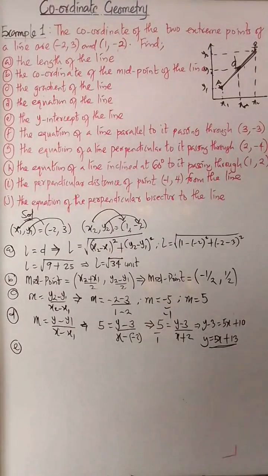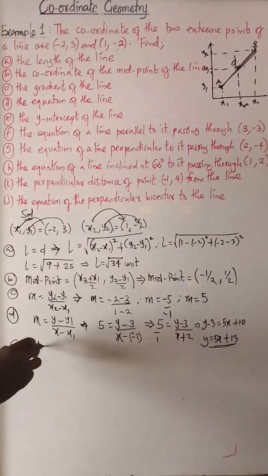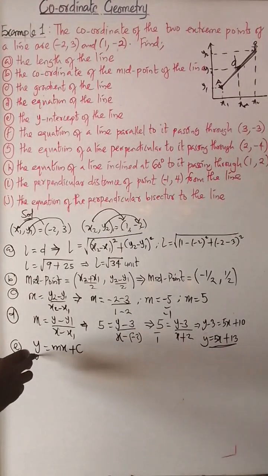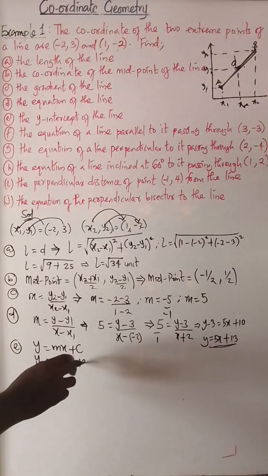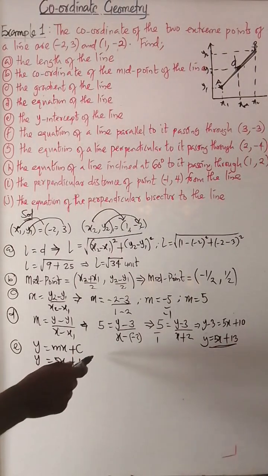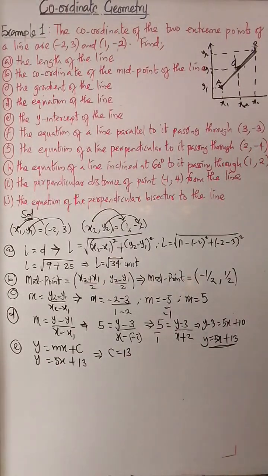E, the y-intercept, that is c. So we are looking for c. Recall the formula y equals mx plus c. And already we have the equation of the line, y equals 5x plus 13 in this case. So from here it's obvious that the gradient is 5 and the intercept c is 13. As simple as that.